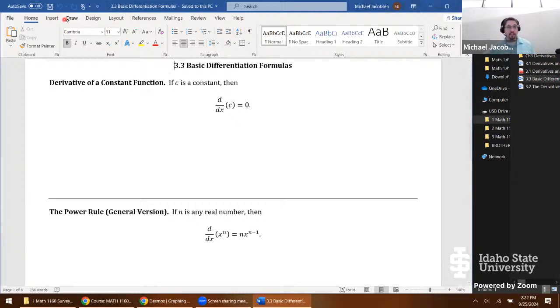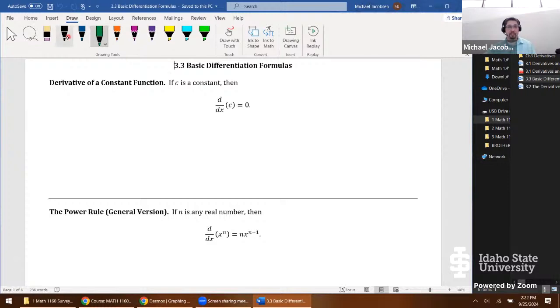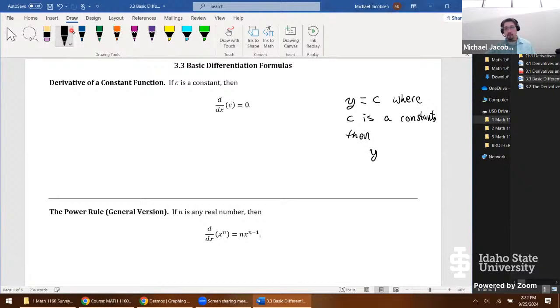If we were to describe it differently, say in Newton's prime notation, we might have written it this way. If y equals c, where c is a constant, then y prime equals 0. So we're expressing the same thing over here. The only difference is when you say d by dx, we're referring to the derivative with respect to the x variable of a constant is 0. Over here, we're saying if y is a constant, then the derivative of y equals 0 as well.